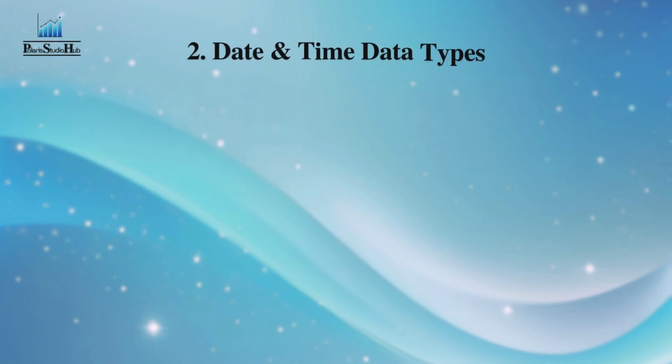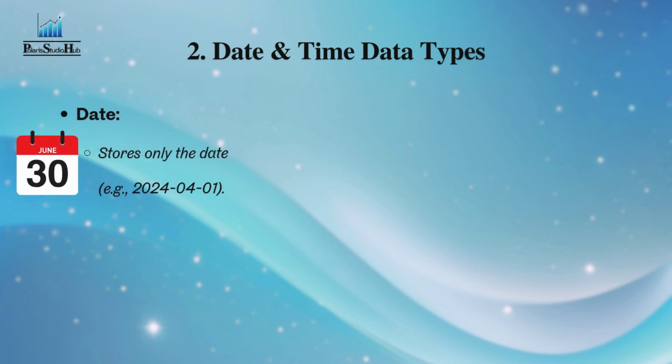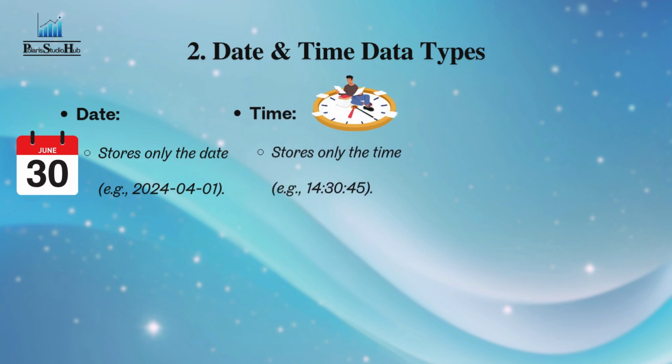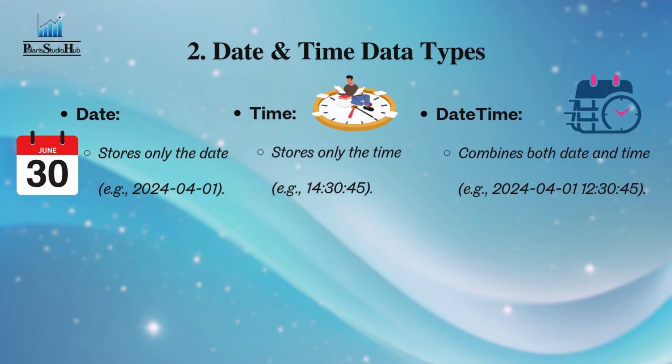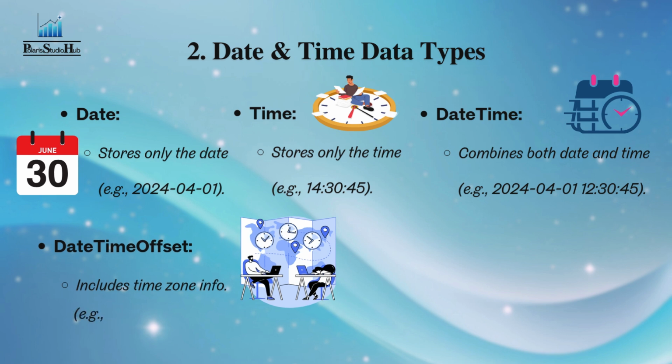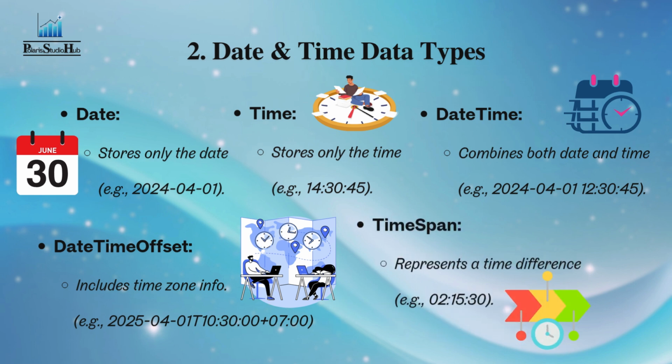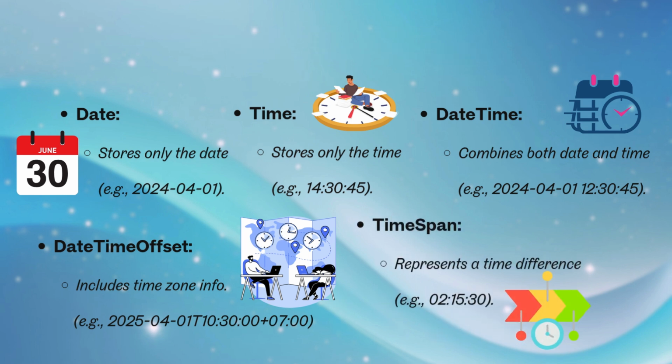Next, we move to date and time. Power BI is powerful for time-based analysis, but only if your data is structured correctly. Use date when the time component isn't important. Time is great for things like schedules. DateTime combines both, perfect for logging full timestamps. If you're working across multiple time zones, DateTimeOffset gives you that extra time zone context. And if you need to calculate time between events, TimeSpan is the type to use.